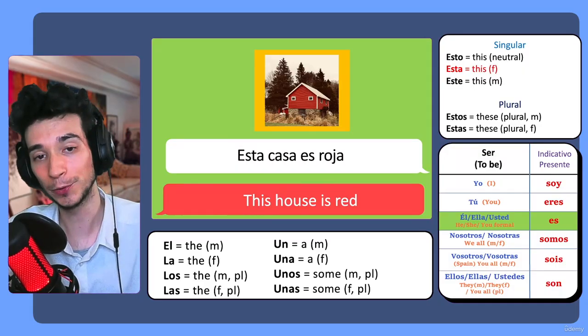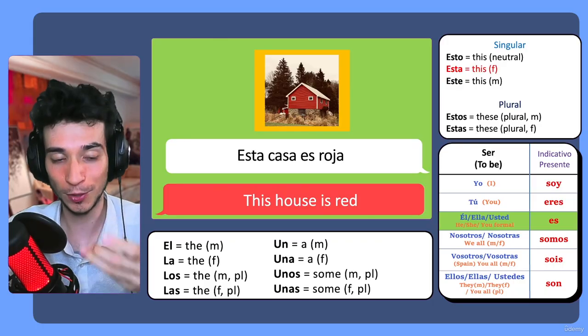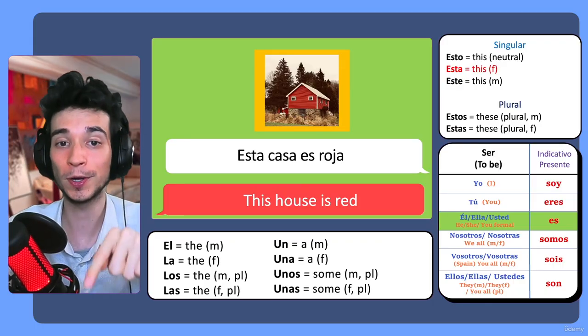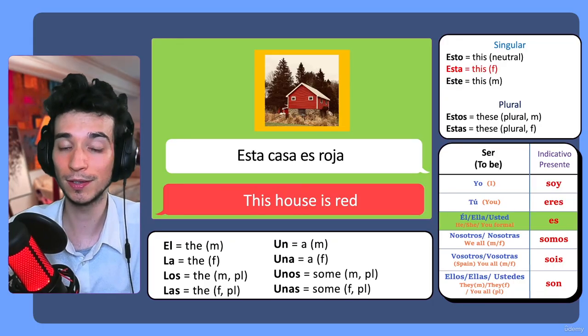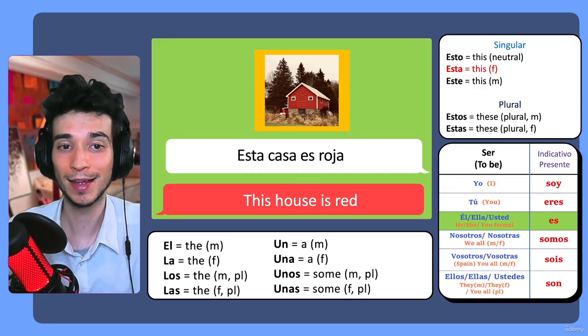This is a red house. Esto es una casa roja. But if you just say esta casa, you can say esta casa es roja. This house is red. Esta casa es roja.